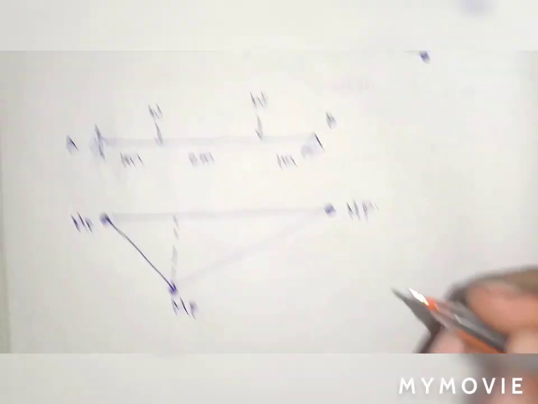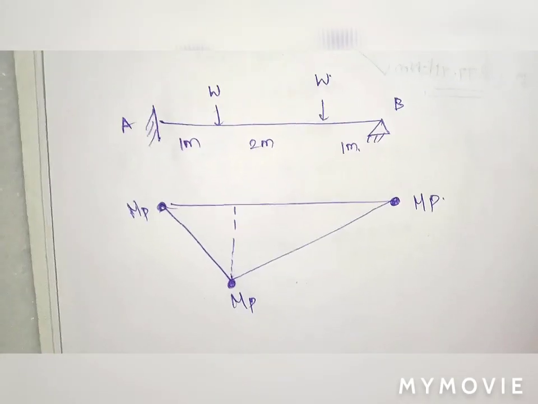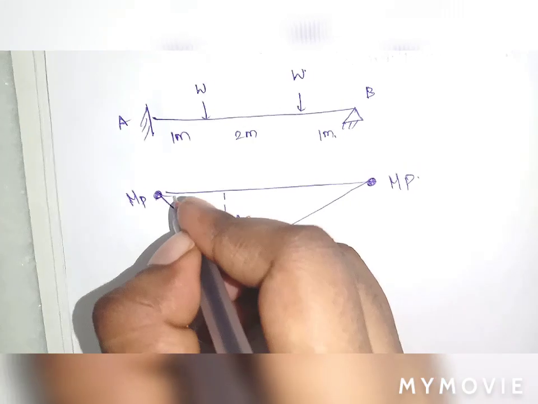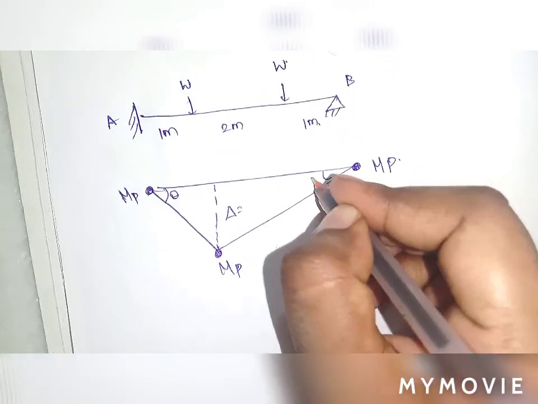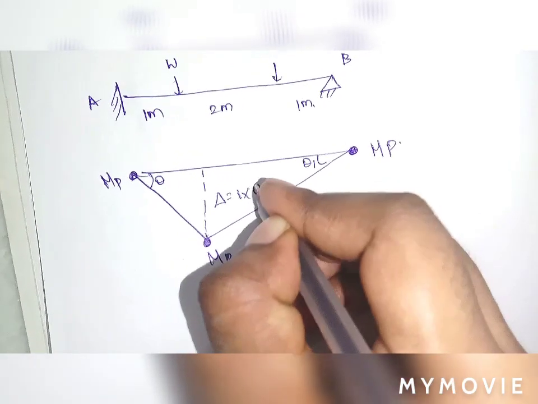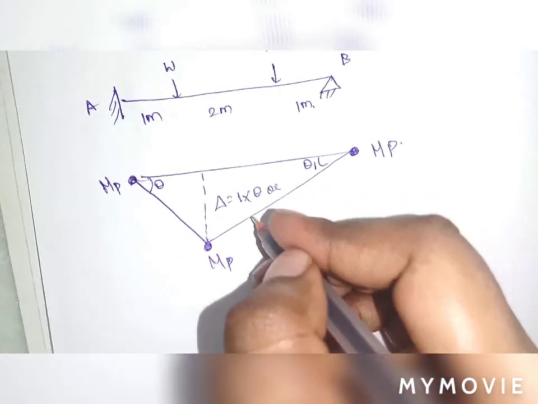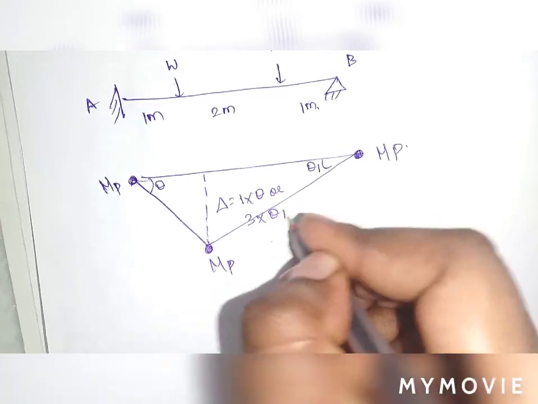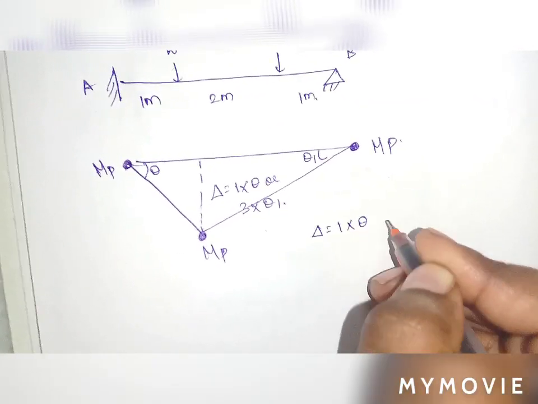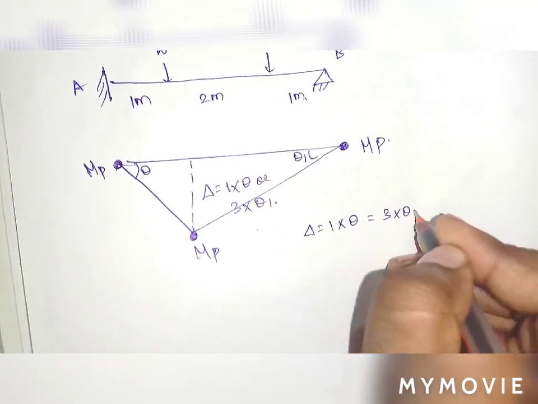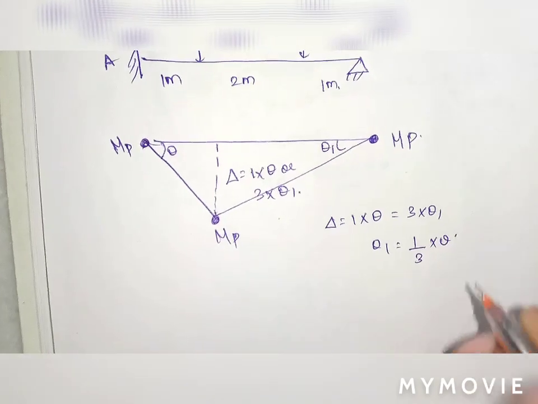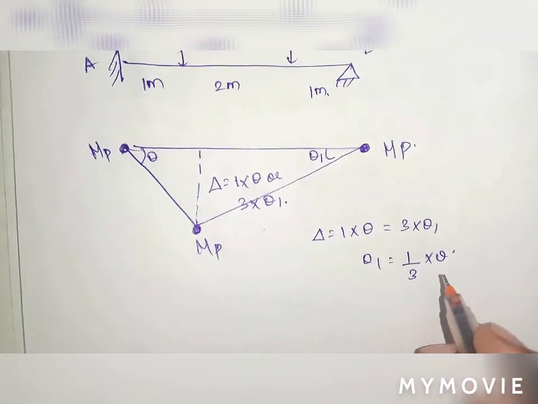There are 3 plastic hinges in the first mechanism. This is mechanism 1, and this is theta and this is theta 1. This delta value is equal to 1 into theta, which is equal to 3 into theta 1. So theta 1 is equal to 1 by 3 into theta. Wherever the theta 1 value comes, you can substitute this value.